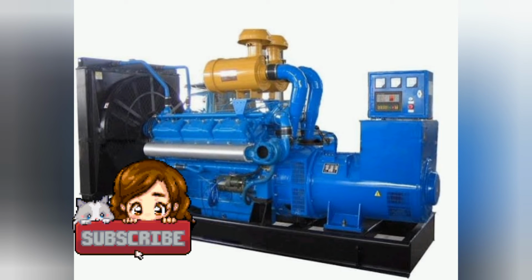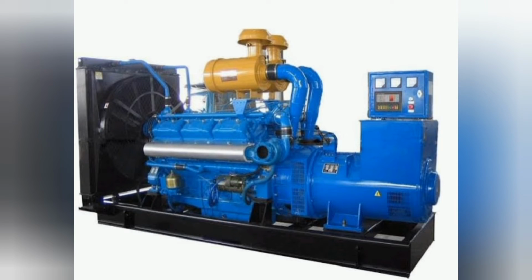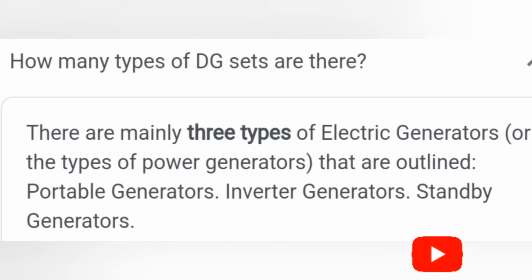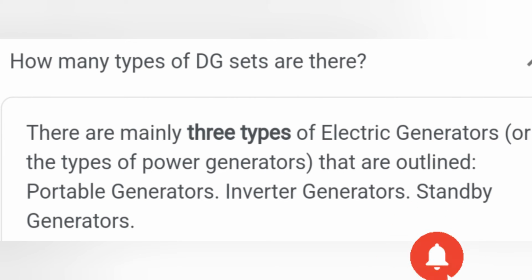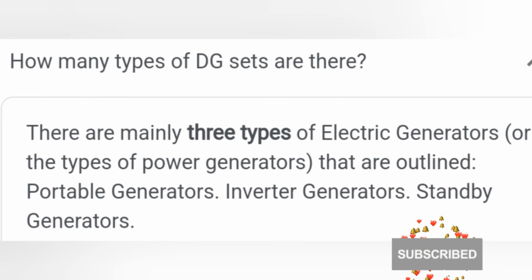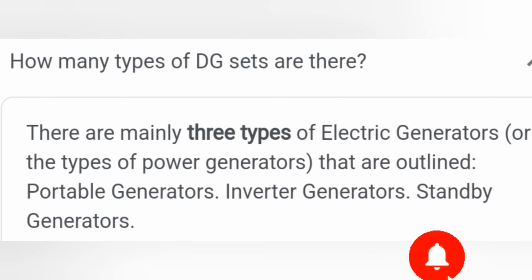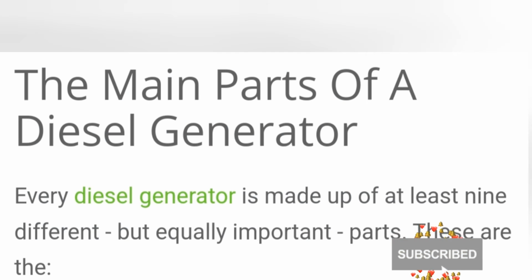So for this particular thing we have different types of DG sets. There are mainly three types of electrical power generators: open portable generators, inverter generators and standby generators. So these three types of generators are available.